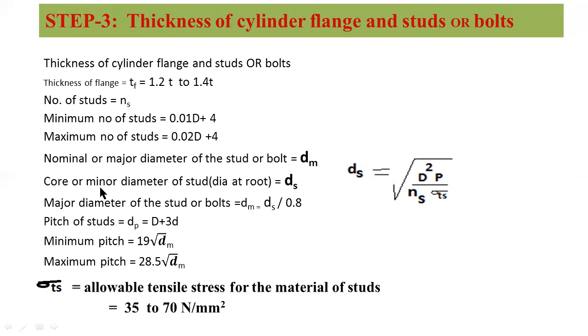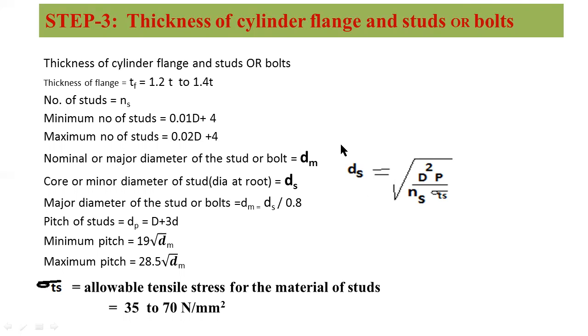Here the nominal diameter of the stud or bolt, d_m, is the nominal or major diameter of the stud bolt, that is also the outside diameter of the bolt. Core or minor diameter of the stud or bolt equals d_s, also called root diameter or minimum diameter. The formula for major diameter of the stud bolts is d_m equals d_s by 0.8. That means core diameter is equal to 0.8 times the major diameter.